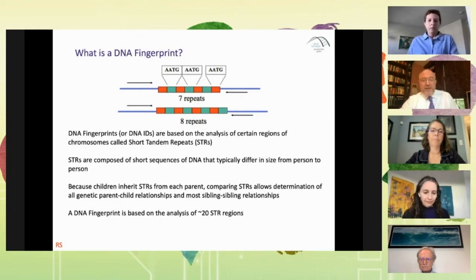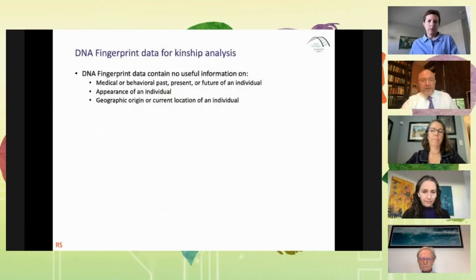Now, let's consider what STRs can and can't do. Next slide, please. First, it's important to say what this kind of DNA data can't do. The DNA fingerprint data has no useful information on the medical or behavioral past, present, or future of an individual. It has no information on the appearance of an individual. It has no useful information on the geographic origin or the current location of an individual. There is minimal information in a DNA fingerprint. It's very important to understand this.